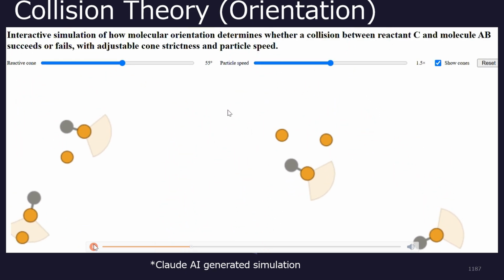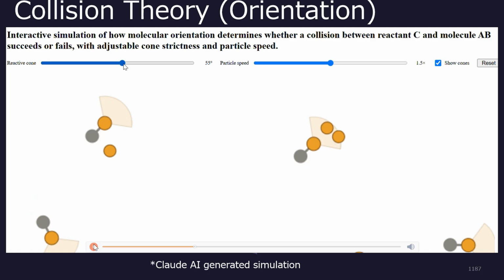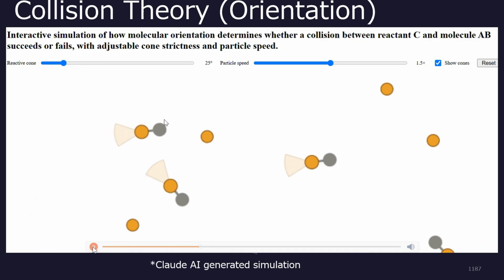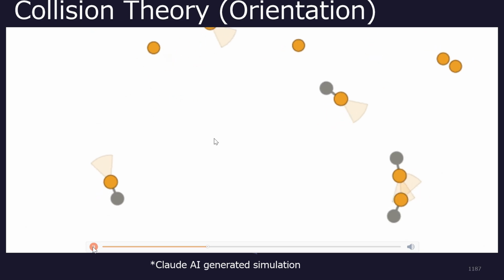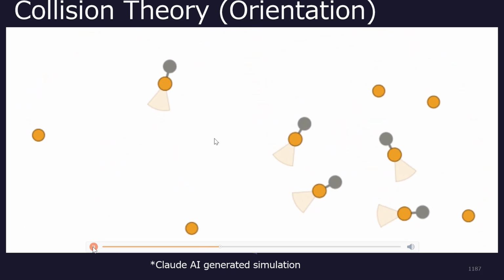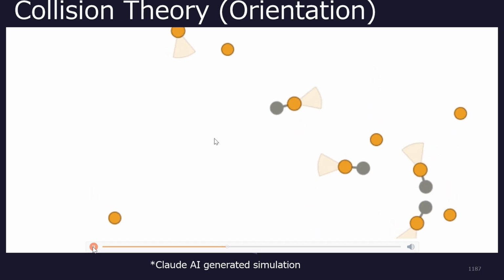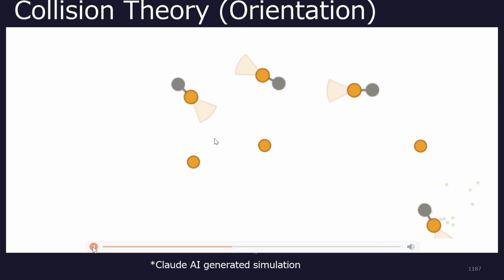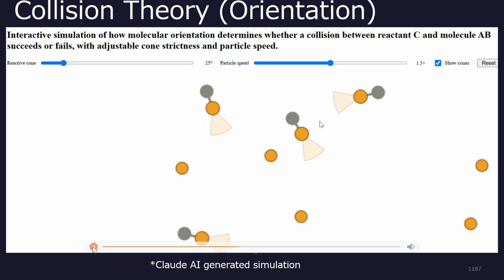So if the orange ball hits inside that cone of reactivity, that's the right orientation for this collision, then we can have a successful reaction. Now I think what I'll do is expand this cone to make this reaction more likely to succeed. I'll bring it up to like 90, I'll bring it down first, sorry. So that should really decrease the rate of successful collisions because it's less likely now that we're gonna collide right in that cone. There's one success, but overall quite a lot of failures.